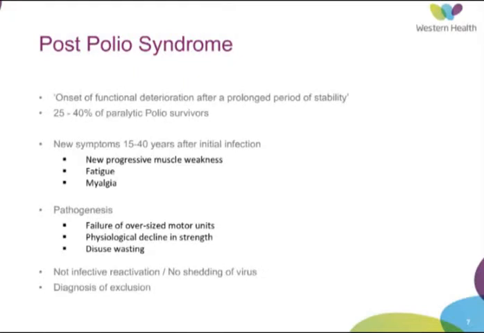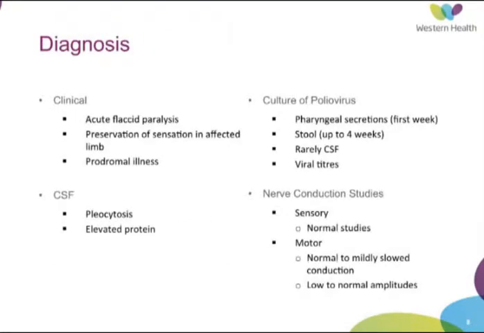So diagnosing polio, largely, especially in the acute setting, is a clinical diagnosis where you get an acute flaccid paralysis with preservation of sensation, and this is preceded by that prodromal illness. Lumbar punctures have been performed with sampling of the CSF, and this is more so in that aseptic meningitis, and this tends to show a typical meningeal picture.